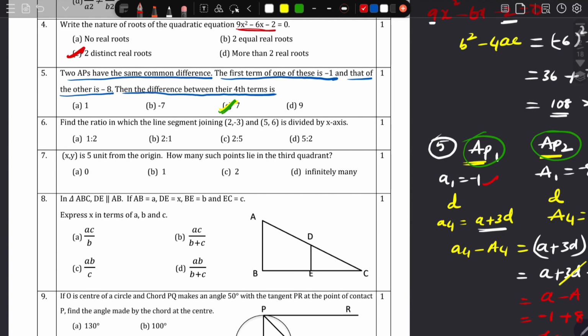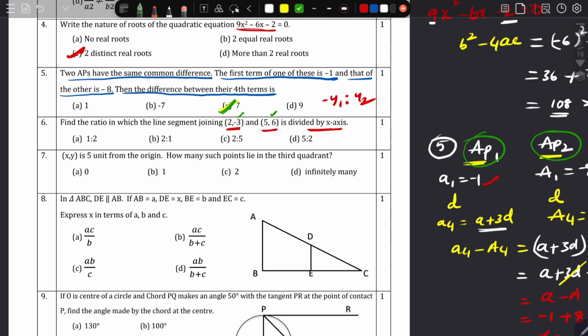Now, question number 6. Find the ratio in which the line segment joining (2, -3) and (5, 6) is divided by the x-axis. It's a very simple question. Whenever a line segment is divided by the x-axis, we have the direct formula: minus y1 is to y2. As per the given data, what are y1 and y2? This is y1 and this is y2.